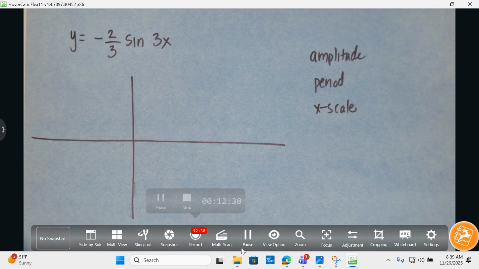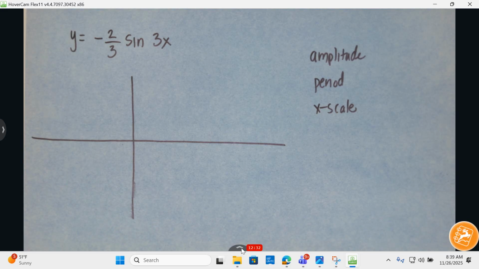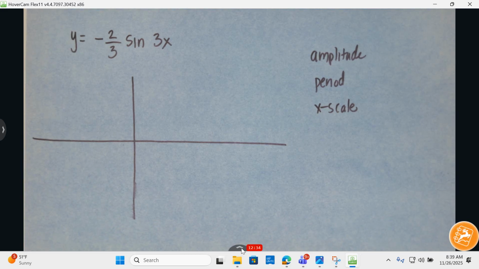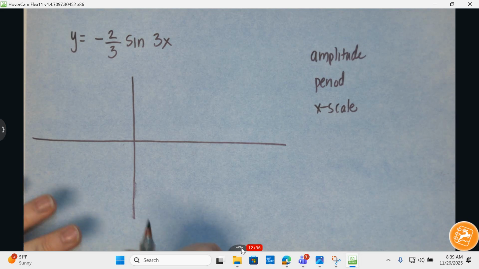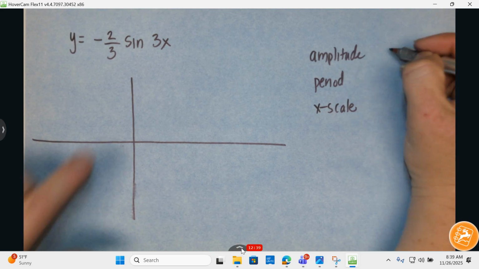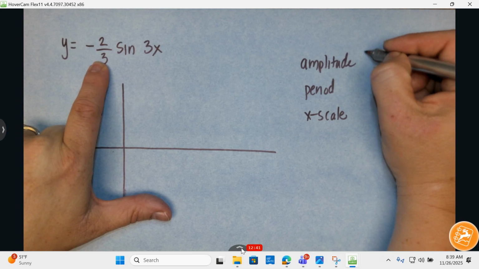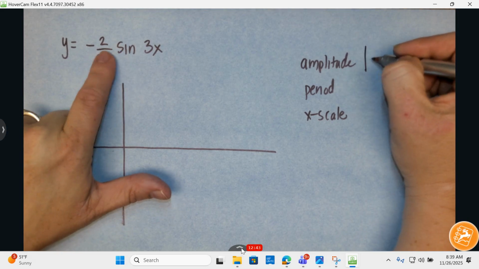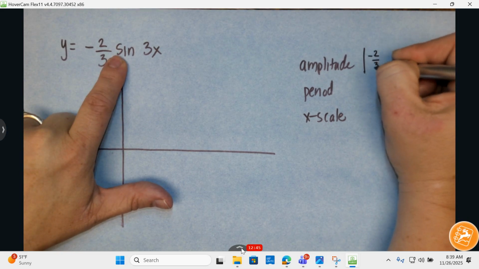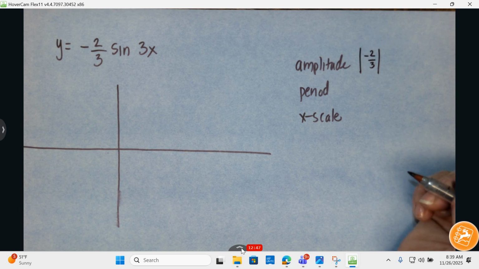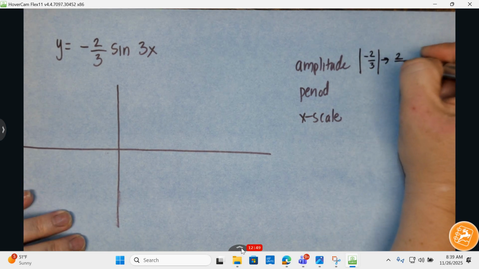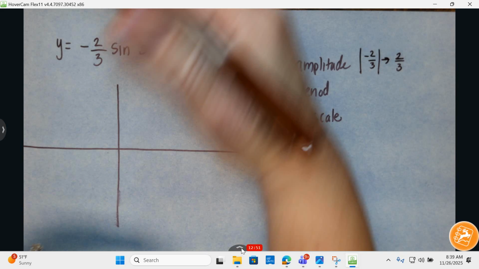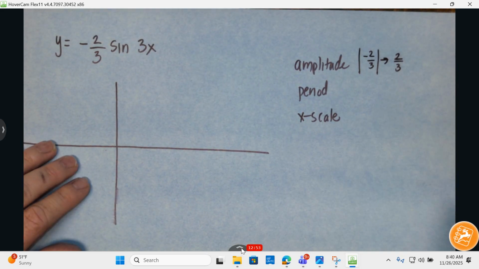We're looking at example number 3 at this time. All right, what are we doing for example number 3? The first thing I'm going to do is look at the amplitude. I'm taking whatever value is in front of the function, which is negative 2/3, and taking the absolute value of that. That means make it positive. So the amplitude, the distance above or below the midline, is going to be 2/3.